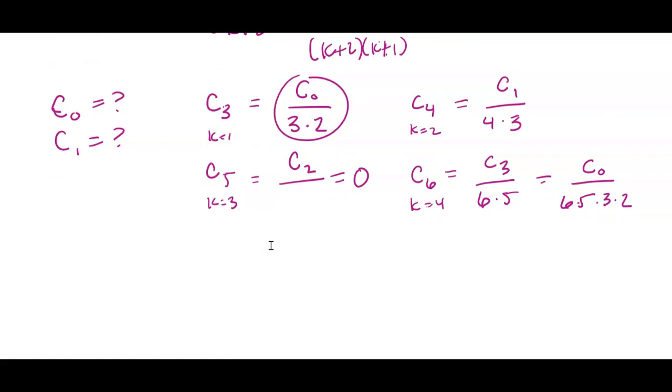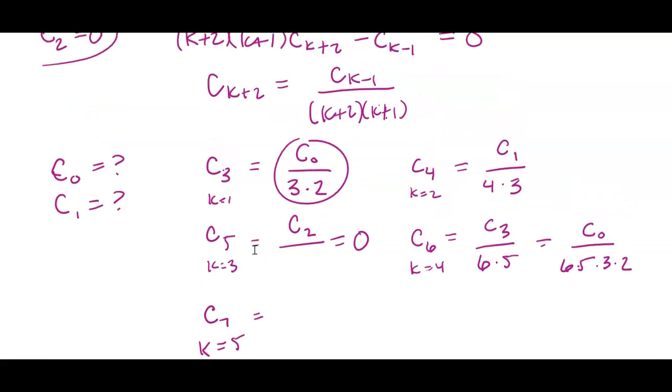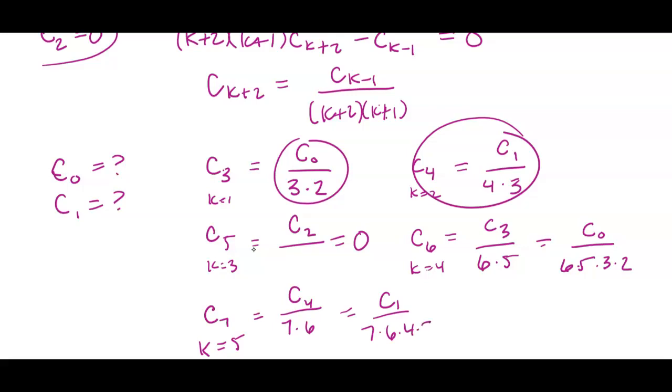Let's try to keep finding a pattern here, or finding a couple more of these coefficients. C7. So that's when K is equal to 5. That's going to be C4 over 7 times 6. Okay, so C4. So that's C1 over 7 times 6 times 4 times 3.